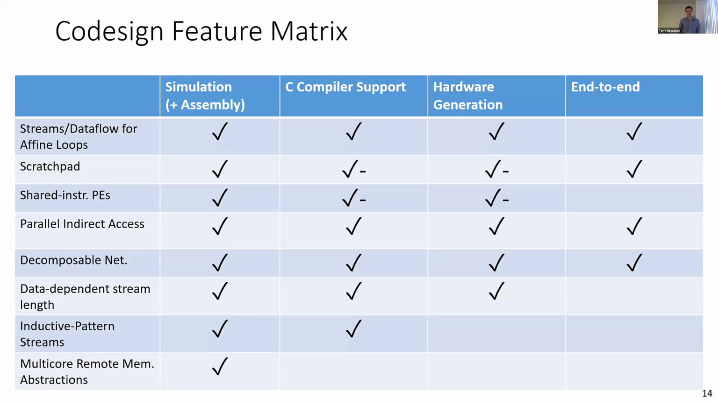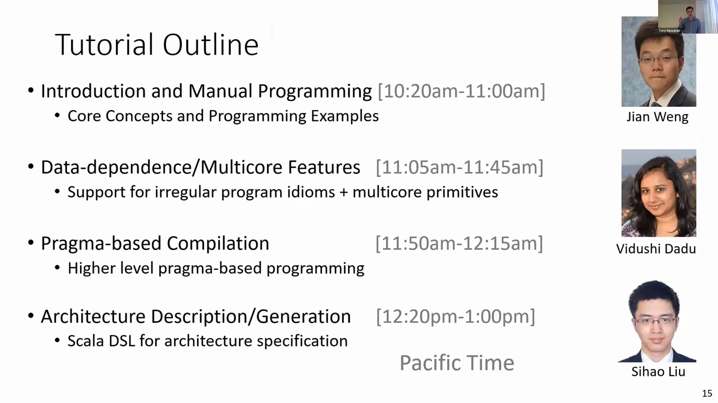Okay. So what are we going to do in the rest of this tutorial? This is the basic outline. We'll push it back by 5 minutes because it started a little bit late. Jian is going to give us the introduction to the ISA concepts and show us how to manually program different applications. After that, Vidushi is going to tell us about the support for more data-dependent and irregular programming features. These are some advanced programming features, and she will also tell us how to think about writing a program for the multi-core features that we have.